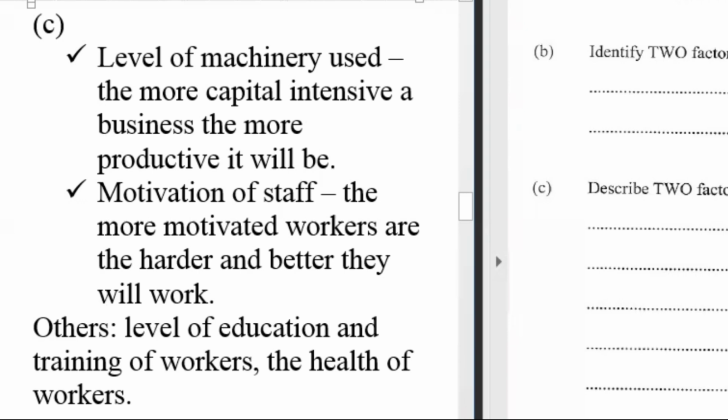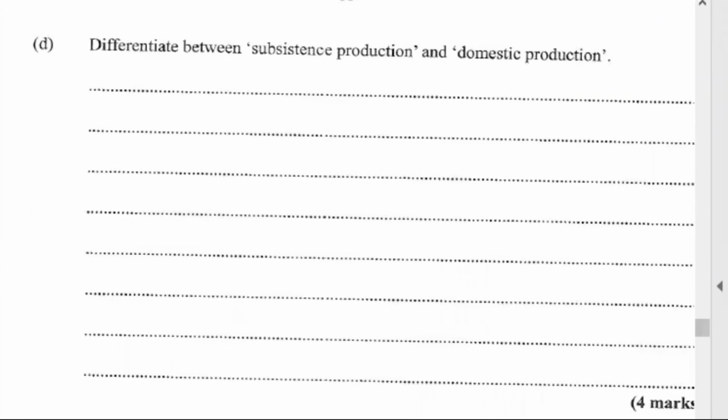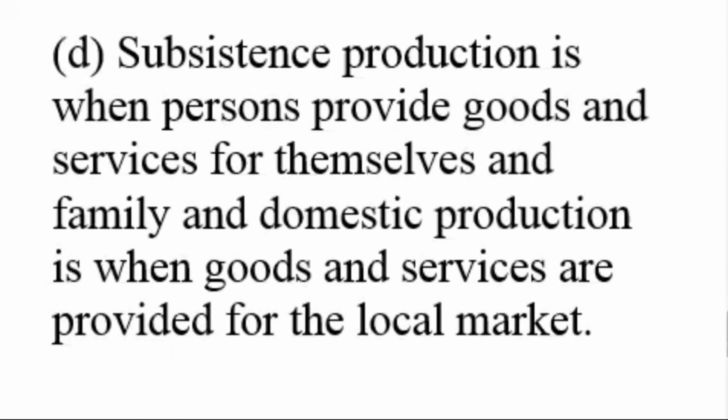So if a business, for example, the level of machinery used, if a business does not have much machinery or equipment, then of course productivity can be low. However, if they have a lot of machinery, machine and equipment and so on, their productivity will increase. Let's look what D says. Differentiate between subsistence production and domestic production. Subsistence production is when persons provide goods and services for themselves and their families. And domestic production is when goods and services are provided for the local market.